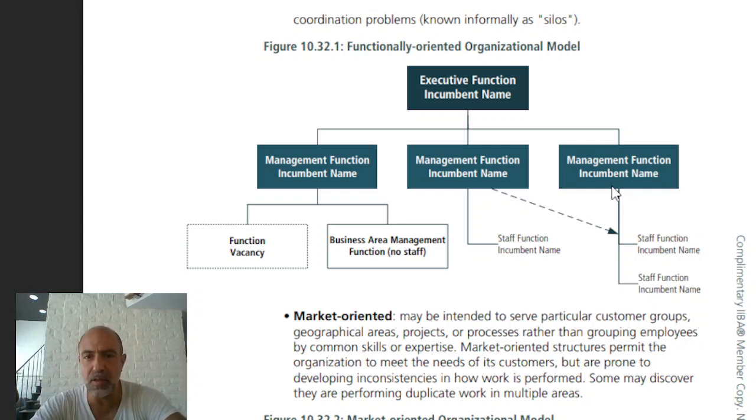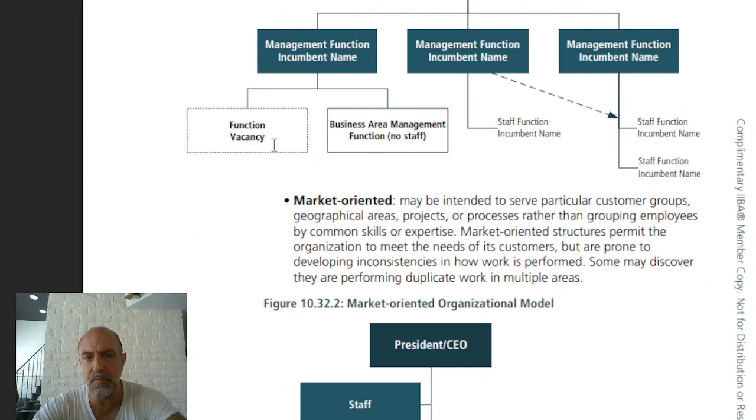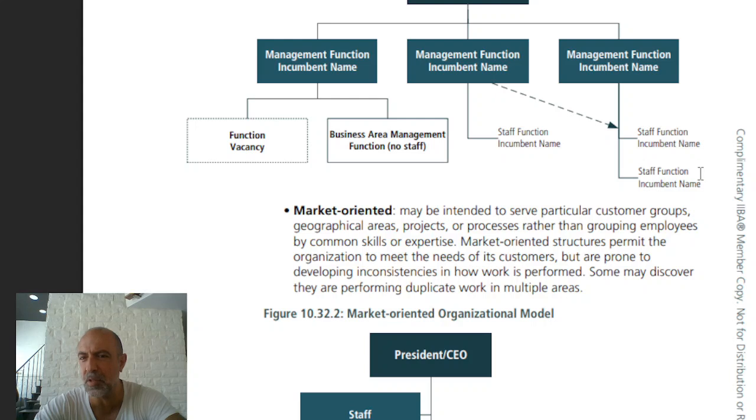Here basically there's an executive function with an incumbent name, and management functions with incumbent names. Okay, this is a hierarchy. Vacancy, area management function, no staff. Staff function, incumbent name. So it's separated based on departments, and that's basically the normal organization.